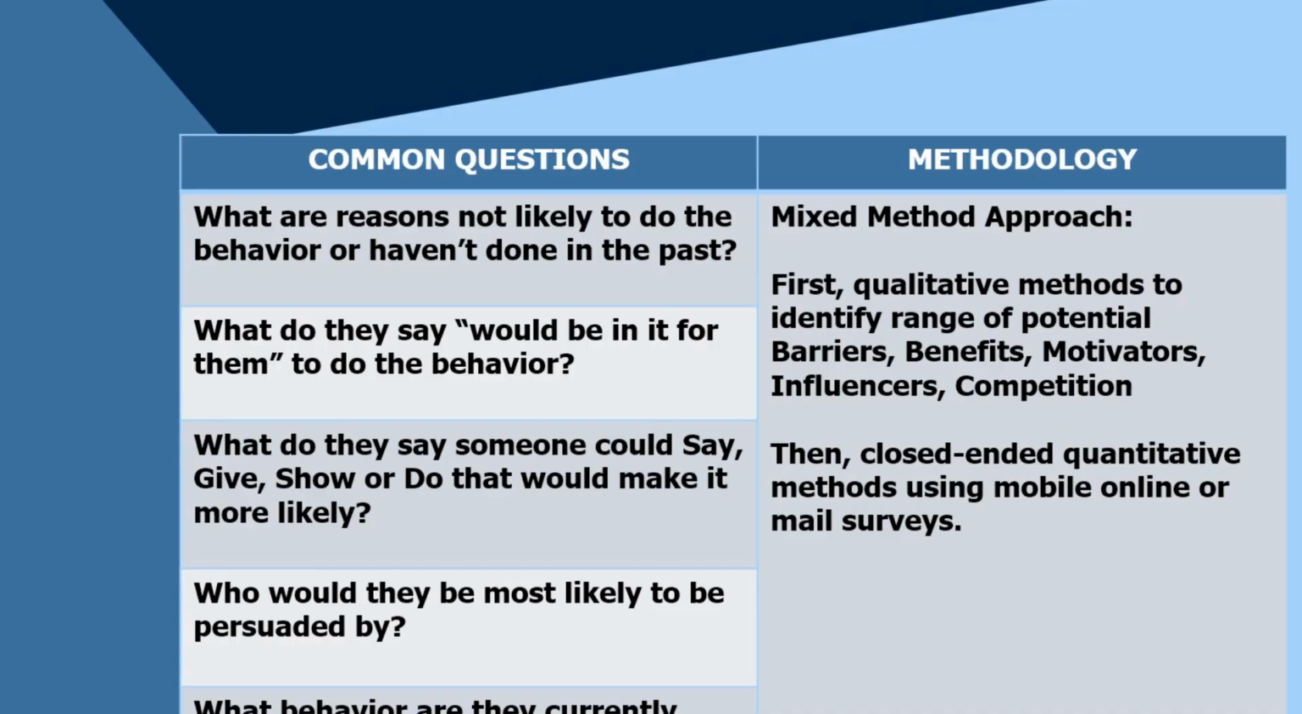These can all be determined using a mixed method approach, where we begin with qualitative methods to identify the range of each of these potentials, and then a closed-ended quantitative survey to actually prioritize them.